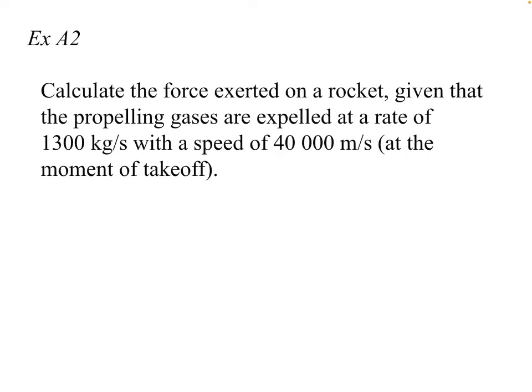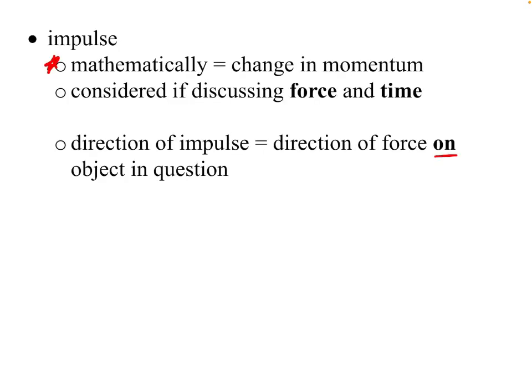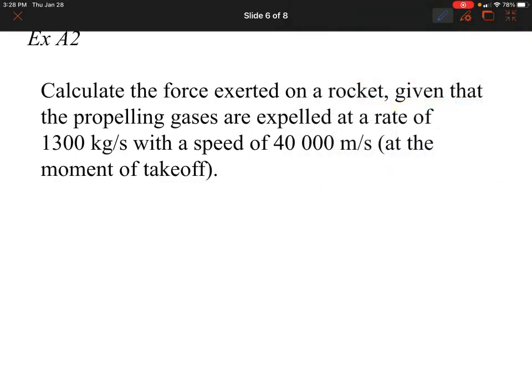Okay, so let's do an example. I want to know the force exerted on a rocket, given that the propelling gases are expelled at a rate of 1,300 kilograms per second with a speed of 40,000 meters per second at the moment of takeoff. Okay, so we have enough information here to find our change in momentum, which will then help us find impulse, which then, of course, helps us find force. So again, we have force times the change in time is equal to mass times the change in velocity.